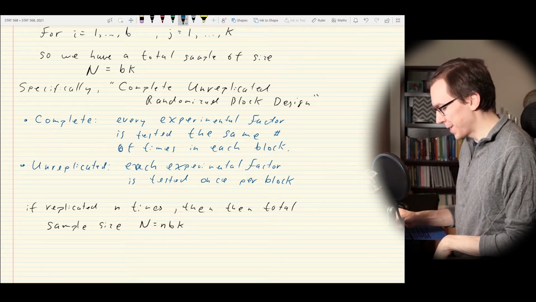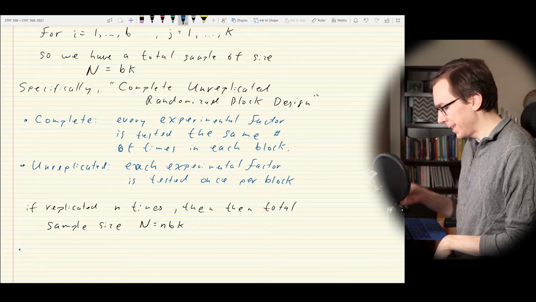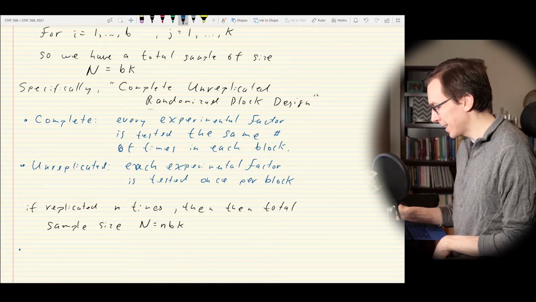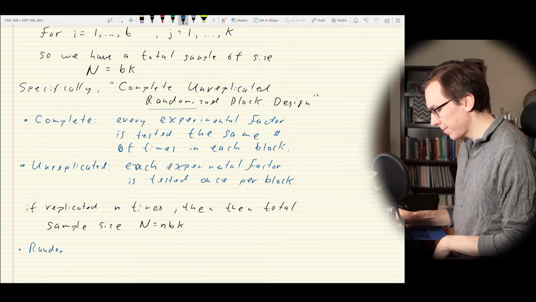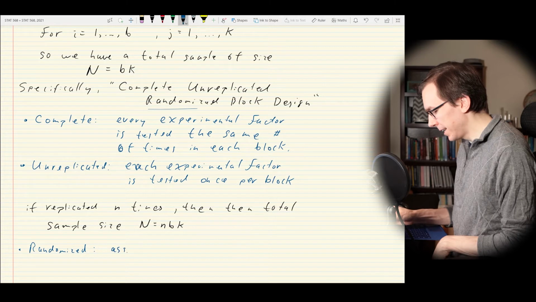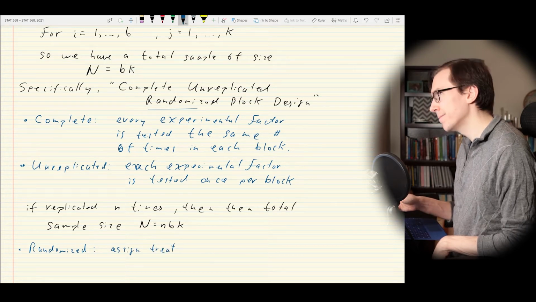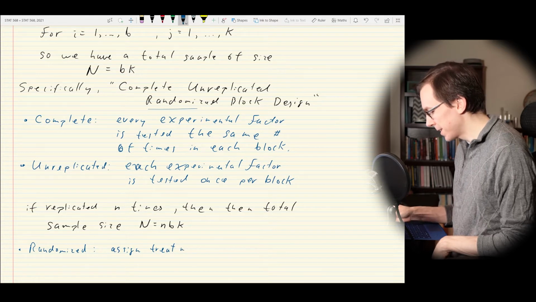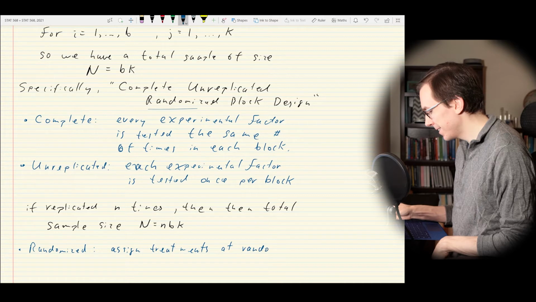Yes, and I should also emphasize, we emphasized complete and unreplicated, but I didn't talk about randomized. So randomized basically means assign treatments at random within each block.